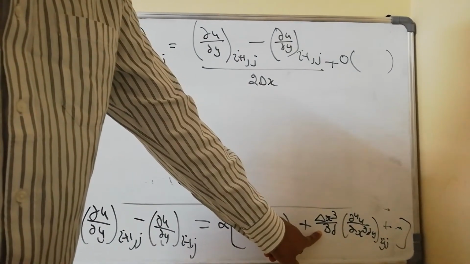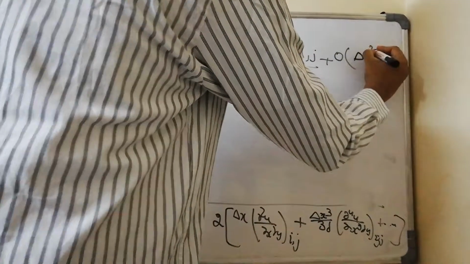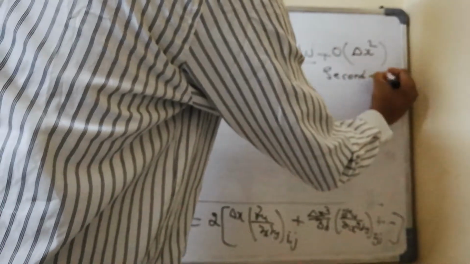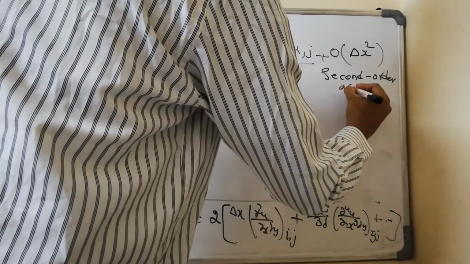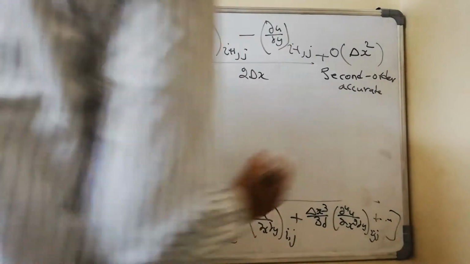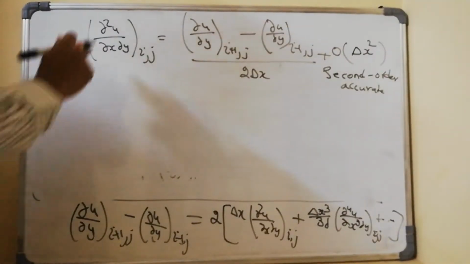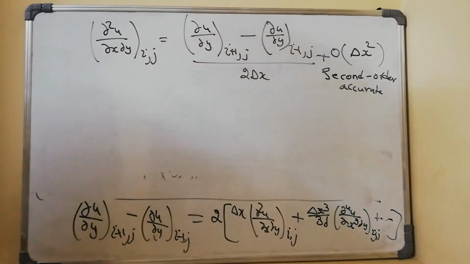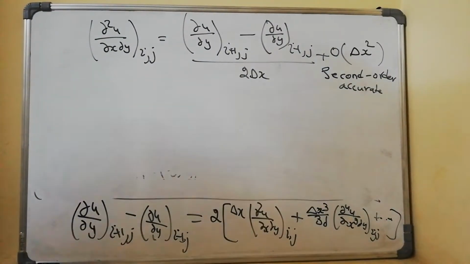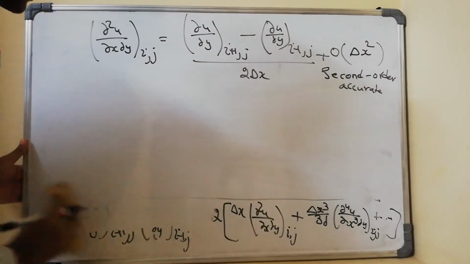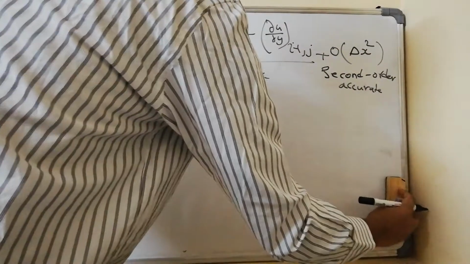the leading term in the truncation series would be of the order of delta x squared. So this is a second order accurate approximation for the mixed derivative of u with respect to x and y. Now the question remains, how can I find these two guys?